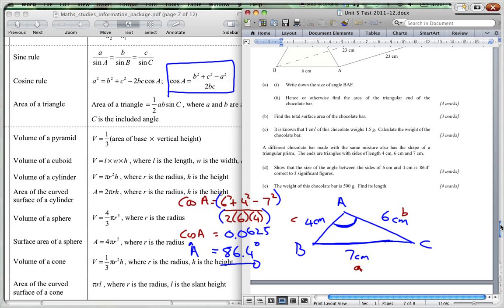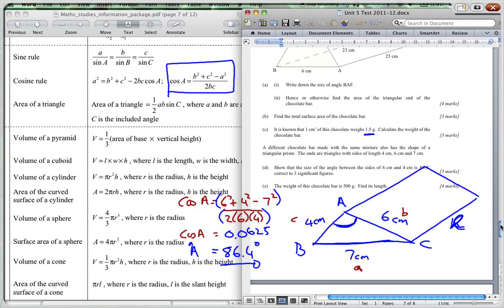And then they want you to find the length, given the weight of the chocolate is 500 grams. So you've got this chocolate bar, it extends out by a certain amount like that, and we're not sure what this length is, but we know that the mass is 500 grams, and we also know that it's 1.5 grams.